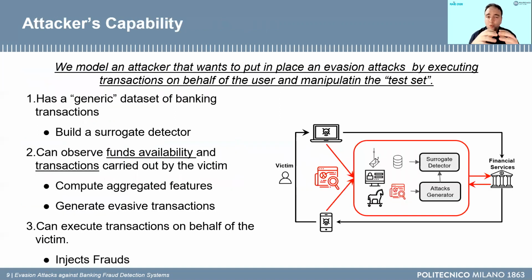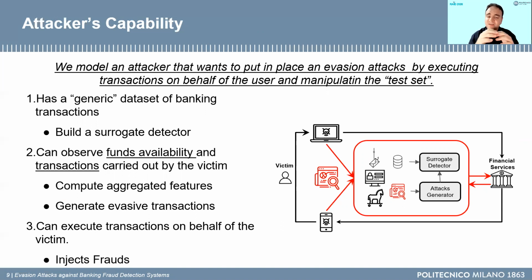Regarding the attacker's capability, we model an attacker that wants to put in place an evasion attack by executing transactions on behalf of the user and manipulating the test set. Our approach in particular is based on three assumptions. The first assumption is that the attacker has a dataset of banking transactions for training the surrogate fraud detector. In particular, it has a generic dataset, a dataset different from the fraud detector's one, that can be used to model this surrogate detector.